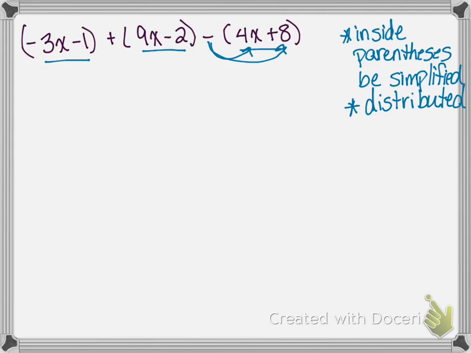So I am actually going to rewrite my first binomial because nothing in there needs to be distributed. So I can just write it as minus 3x minus 1. The next binomial has nothing that needs to be distributed, so I write that as 9x minus 2. My next binomial needs the subtraction sign to be distributed. So that negative belongs to the 4x and it belongs to the 8. Okay? So that's how I get minus 4x minus 8.